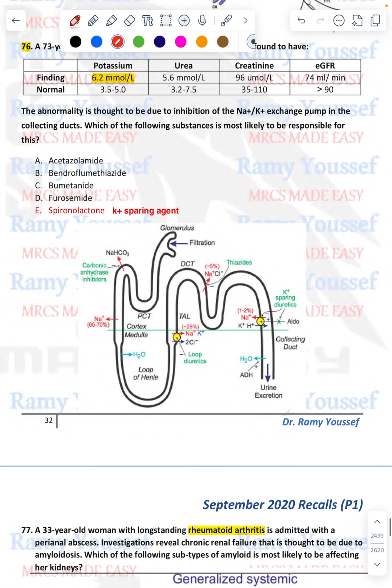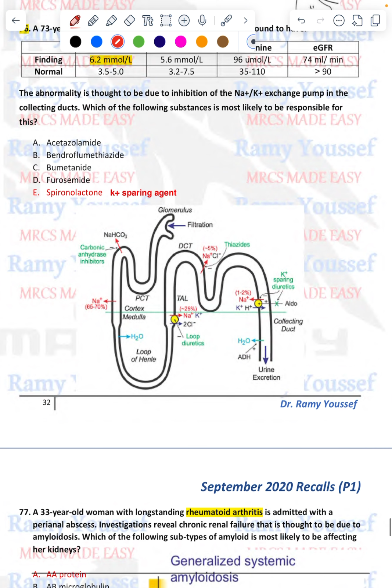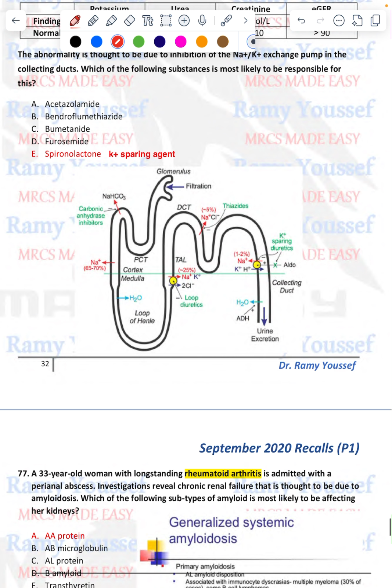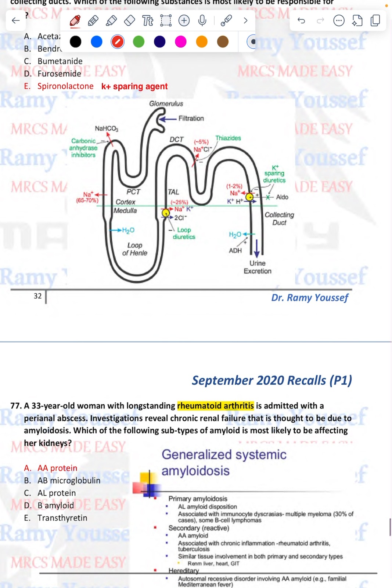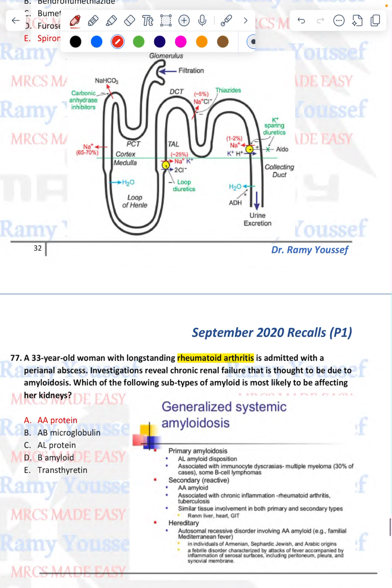A 33-year-old woman with long-standing rheumatoid arthritis is admitted with a perianal abscess. Investigation reveals chronic renal failure thought to be due to amyloidosis. Which of the following subtypes is likely to affect the kidneys? Which type of A protein? Amyloidosis, kidney: primary AL amyloidosis deposition, secondary AA.